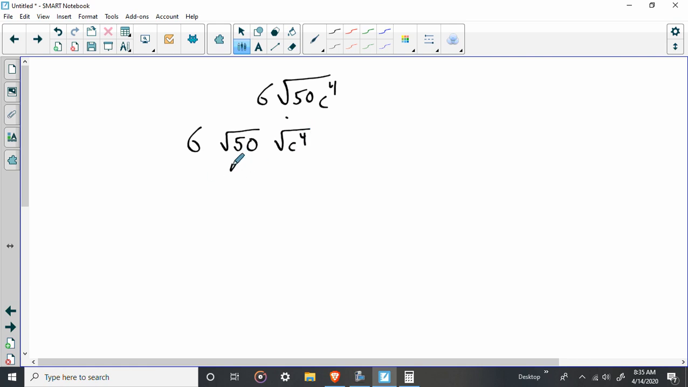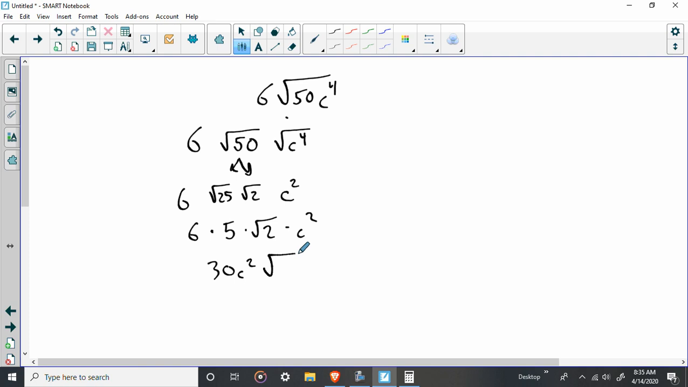Again, what are some perfect squares that go into 50? Radical 25 times radical 2. So 6 times this. C to the 4th is going to be c squared, no remainder, right? So it's going to be 6 square root of 25 is 5 times radical 2 times c squared. 6 times 5 is 30. Let's bring the c squared up to the front, and let's leave the radical 2.